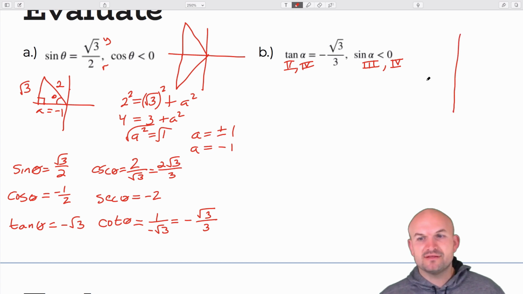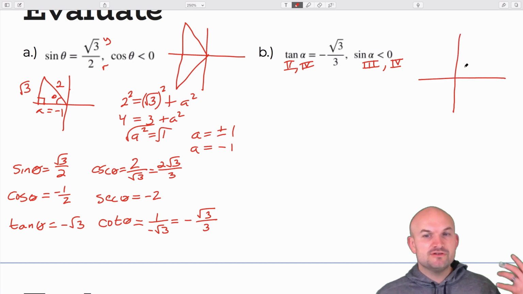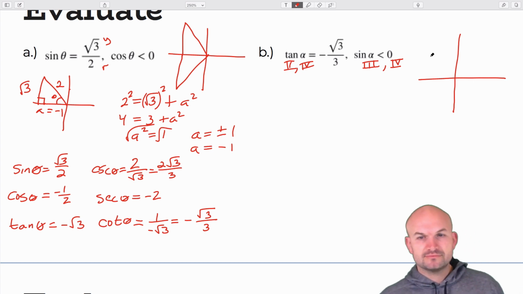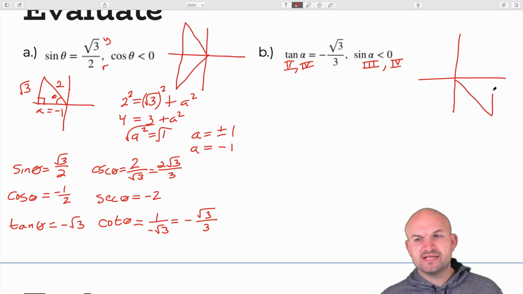Now I do recommend though, that you still draw this triangle to make sense of it, right? So if this is going to be in the fourth quadrant, then let's make sure we understand where it's going to be. Now, again, we don't know where the negative goes, is it in the top or the bottom, but since we're doing it in the fourth quadrant, we recognize that this is y over x, right? So we know that the x is positive and the y is going to be negative. So this would be a negative square root of 3, and this would be a positive 3.